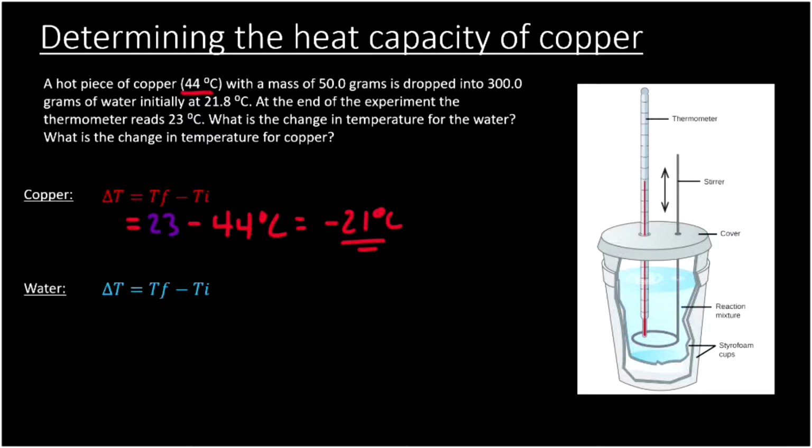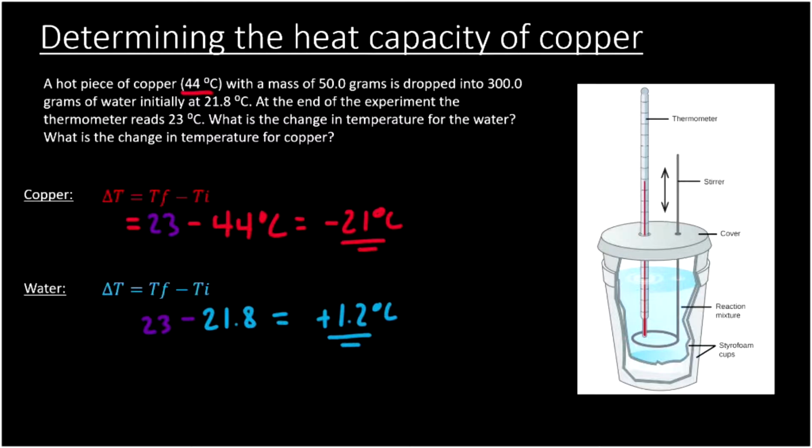Let's do the same thing for water. Water, we know the final temperature, 23 degrees Celsius. It's the same thing. And we're going to subtract from that our original water temperature, which we know was 21.8. When I subtract those, I get the change in temperature, which in this case, because 23 is bigger than 21.8, we get a positive number, and it's positive 1.2 degrees Celsius.